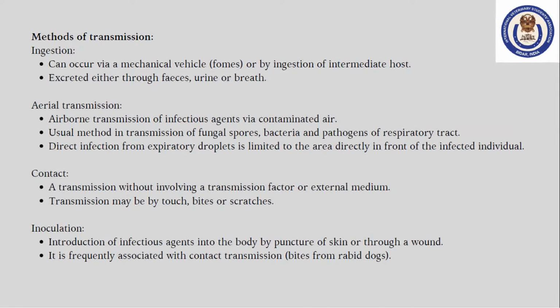Next is the contact transmission. This does not involve any external medium or transmission factor, and this can be by touch, bites, or scratches. Next is inoculation, which is the introduction of infectious agents into the host body by puncturing the skin or through a wound, and it is associated with contact transmission like the bites from rabid dogs. The bite from rabid dogs can be both contact transmission and inoculation. It is spread through bites of the dogs, and therefore it is contact transmission, and it is indirectly puncturing the skin and inoculating the infectious agents into the body. Therefore, it is inoculation transmission.